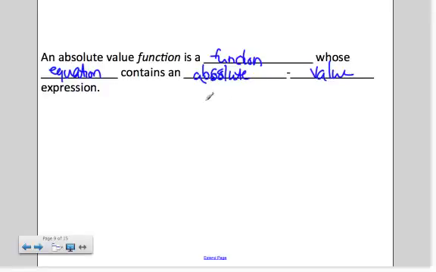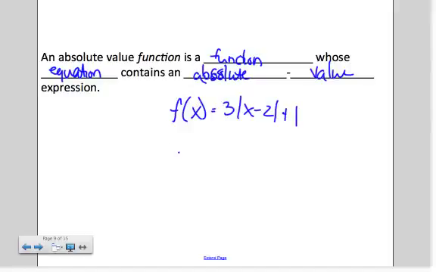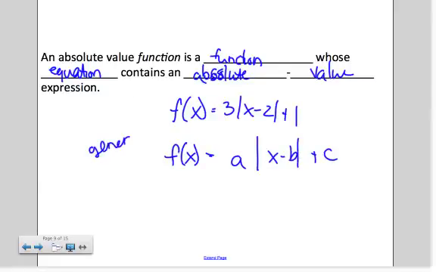Okay, basically we've got f of x equals the absolute value of x minus 2, and then 3 in front, maybe plus 1, that kind of thing. So in general, it looks like this. F of x equals a times the absolute value of x minus b plus c. Okay, this is general. That's generally what it looks like.